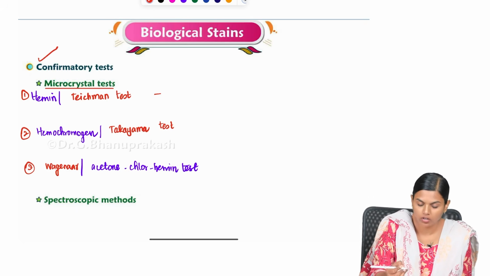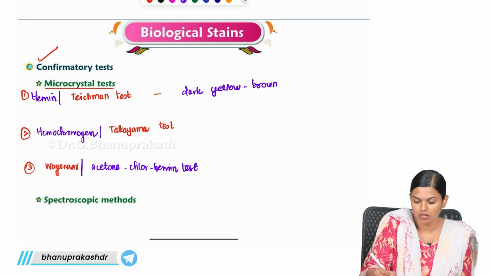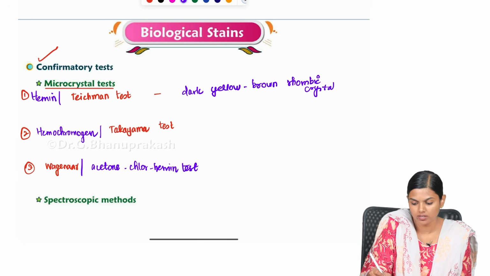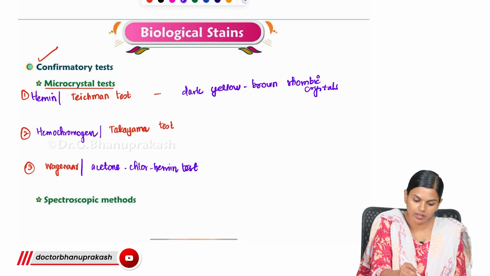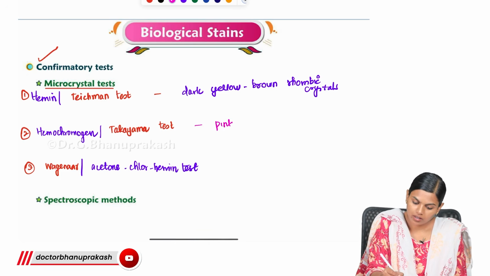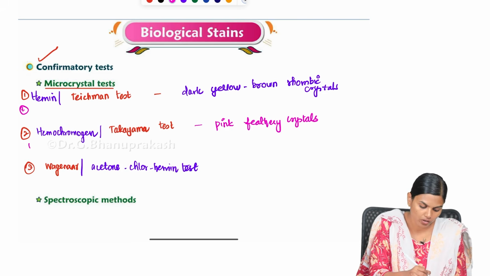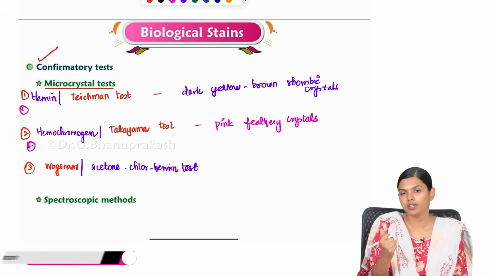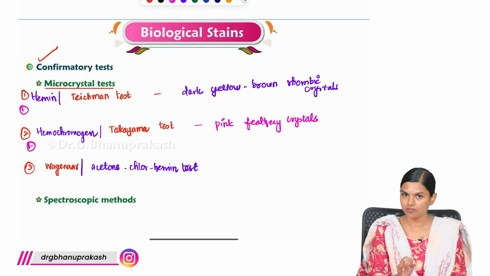In hemin, what you will get is dark yellow to brown rhombic crystals. You will be getting these crystals if it is blood. And in case of hemochromogen, what you will be getting is pink feathery crystals. So these two are very important, what you will get in hemin and what you will get in hemochromogen. These three consist of microcrystal confirmatory test.